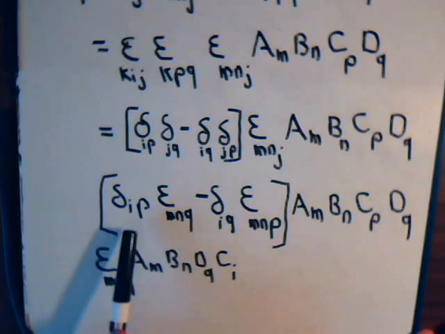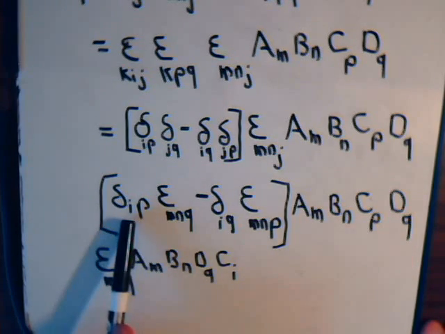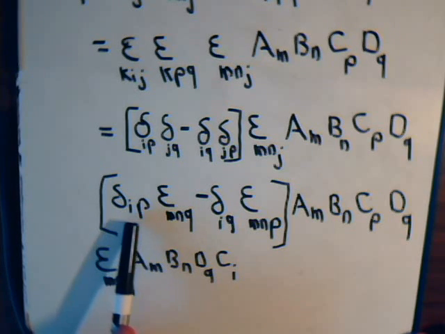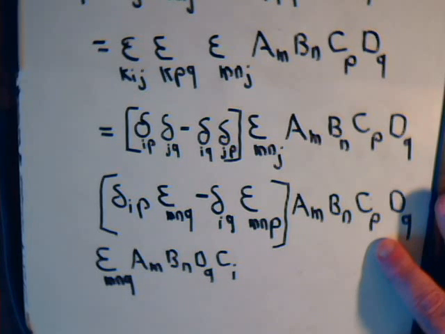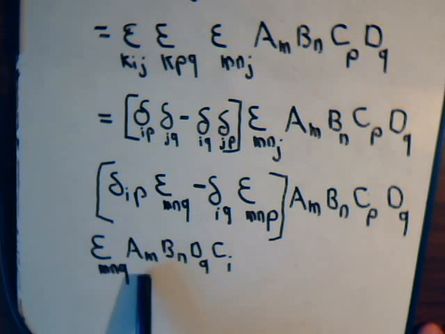Again, these have to match, otherwise it's 0, and it can be matched by the I turning into a P or by the P being an I. And we say let's make it match by the P turning into an I because we have P here to work with. So this now becomes CI. So we have epsilon AM BN DQ. That's epsilon MNQ.